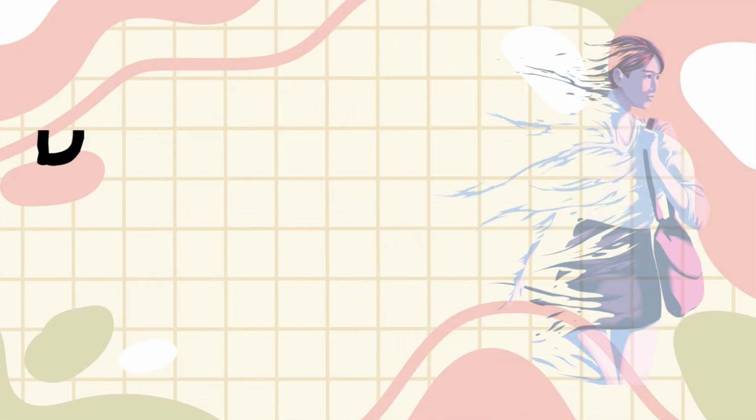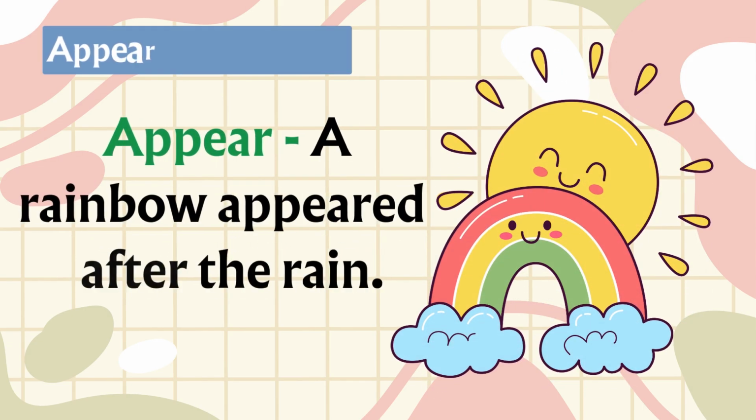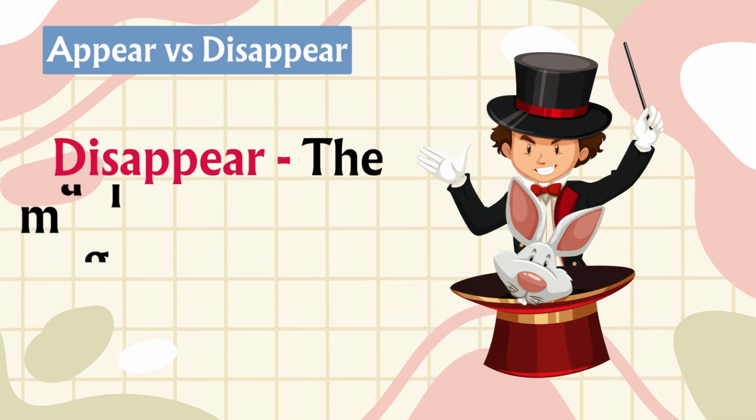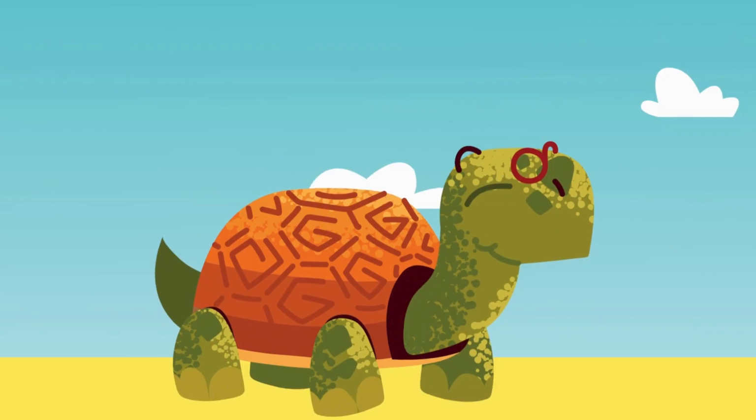Appear. Disappear. Appear. A rainbow appeared after the rain. Disappear. The magician made the rabbit disappear.